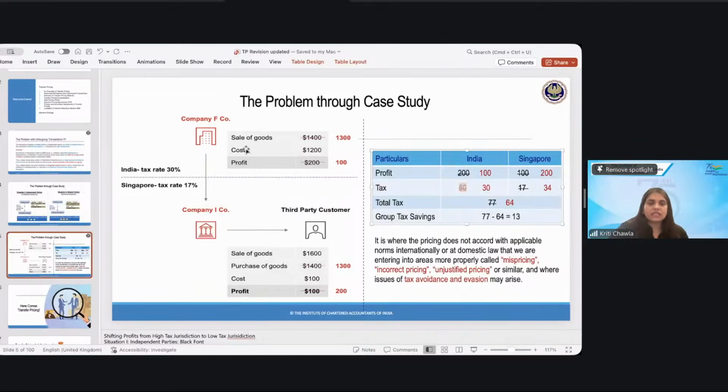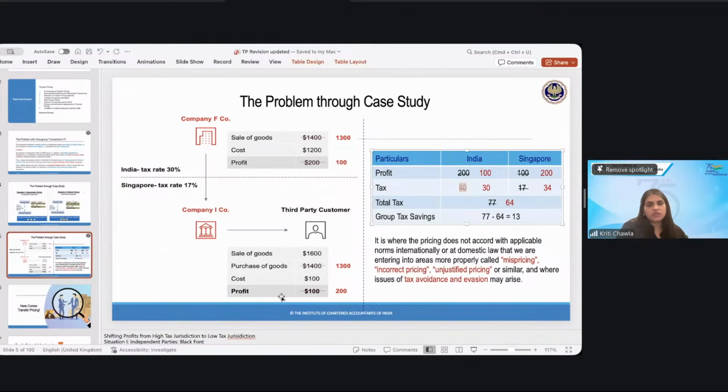Now, what happens is that the selling price for company F becomes the cost price for company I, because company I has purchased that commodity from company F. So $1,400 becomes the purchase of goods right here. Then company I decides to put in some costs, some advertisement costs, some marketing costs, etc. And the cost for selling the commodity to the third party customer is $100. Now, company I decides to sell the commodity to the third party customer at $1,600.